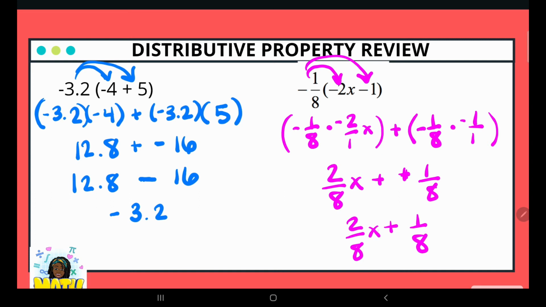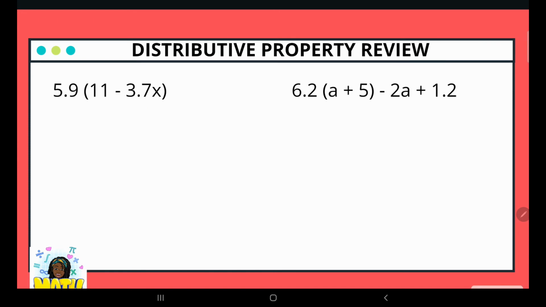And that's my final answer because I cannot simplify it any further. These are unlike terms. There's a variable here. I cannot combine this with this number. So this is my final answer. All right, let's take a look at this next example.